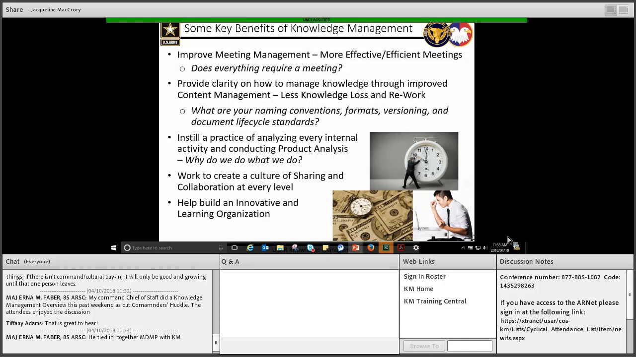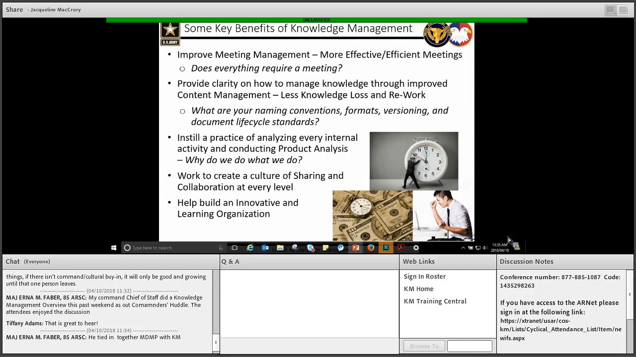You want to instill a practice with knowledge management by analyzing your internal activities and conducting a product analysis. So that comes to the why do we do what we do? Are we reusing what we can? And are we creating products that are necessary or doing unnecessary rework? We want to make sure that our products serve a purpose.